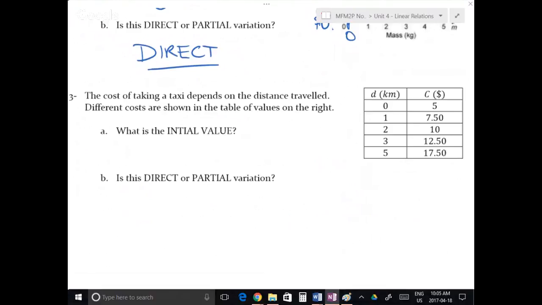So let's look here. The cost of taking a taxi depends on the distance traveled. Different costs are shown in the table of values at the right. I want you to try and jot down what you think the initial value is and whether it's direct or partial variation. I'll walk around and take a look. I want you to write it down. There's so few of you. It's nice. I can do this.